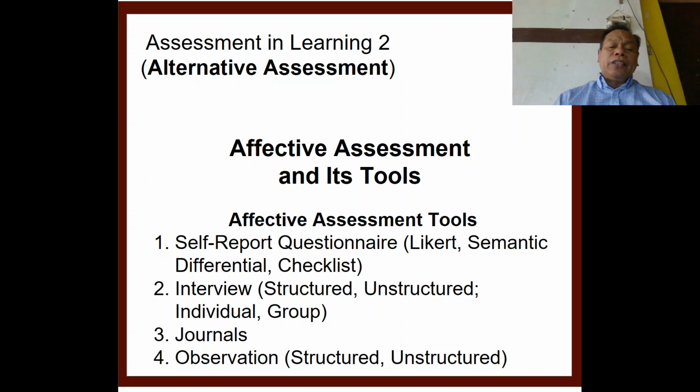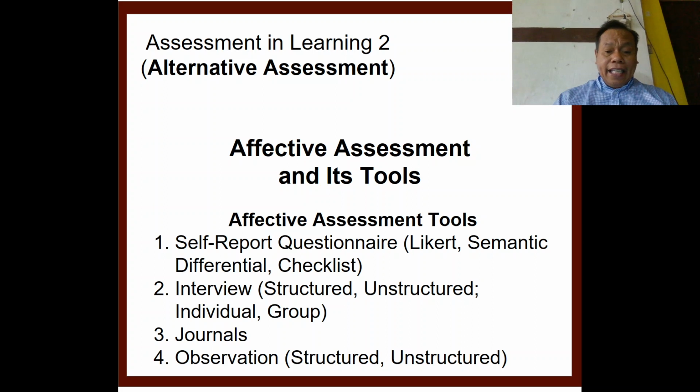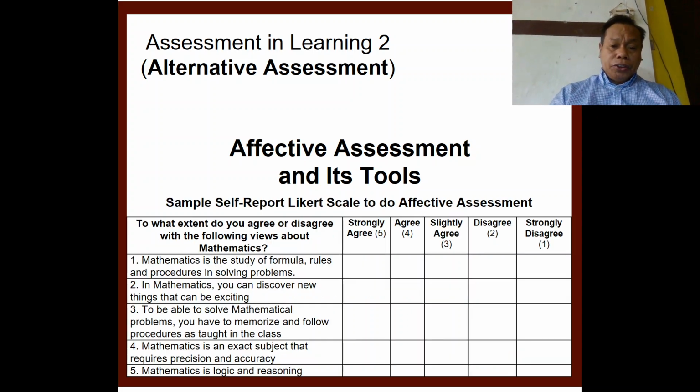The second effective assessment tool is interview, whether structured, unstructured, or done individually or group interview. Student journals are also effective assessment tools where teachers look on what students have written about something. And then observation also is an effective assessment tool, whether structured or unstructured.